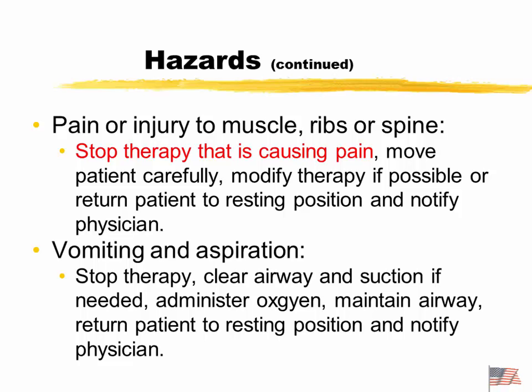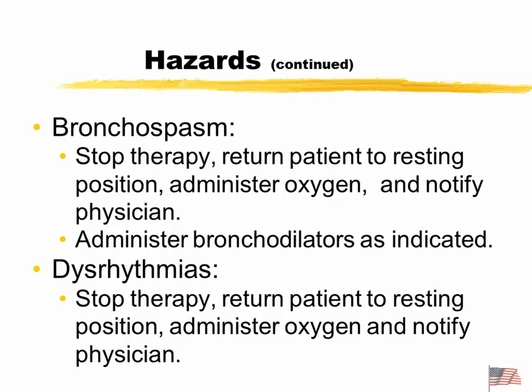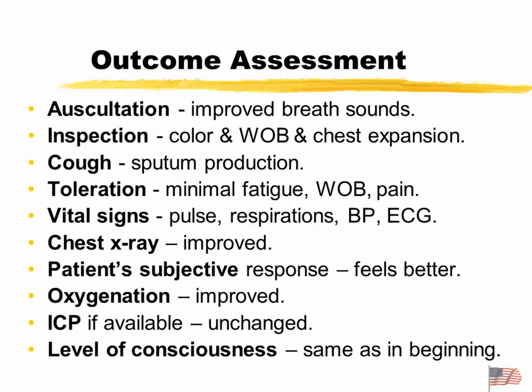Pain, or certainly trying to time it around pain medication if they're on a schedule. And then with vomiting and aspiration, obviously want to stop therapy and make sure the airway is patent. If they develop bronchospasm, giving a bronchodilator, common sense stuff. If we're seeing dysrhythmias, want to go ahead and stop and administer some oxygen.